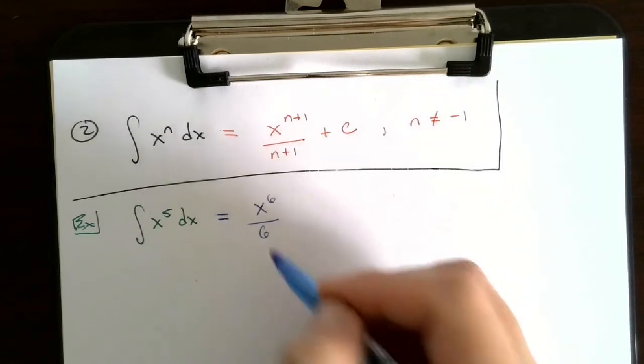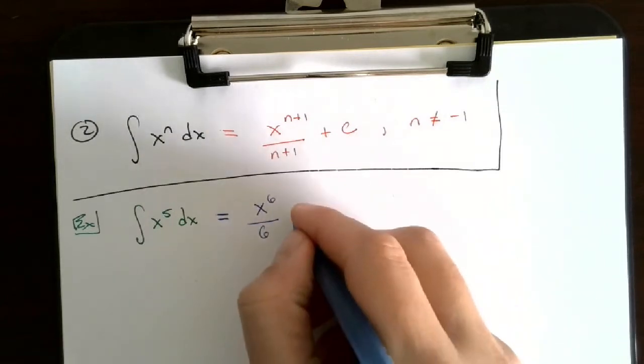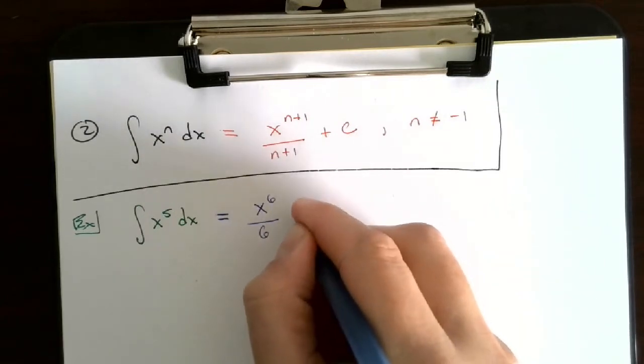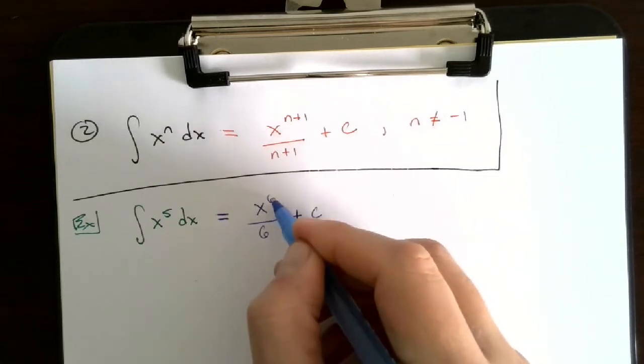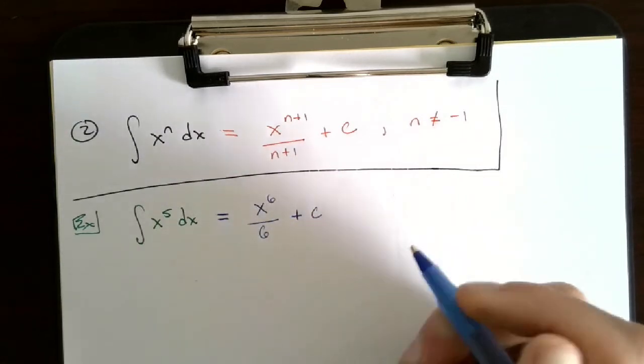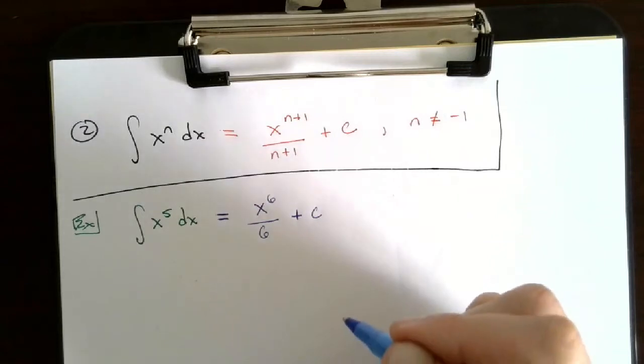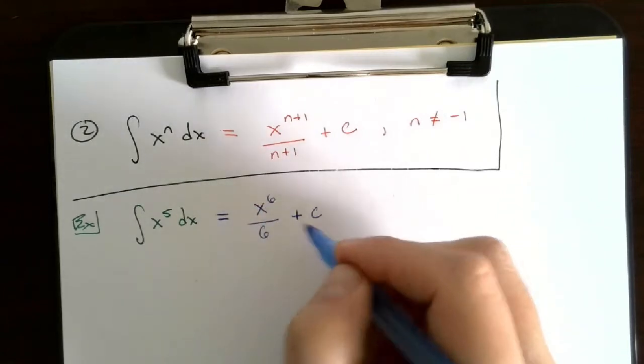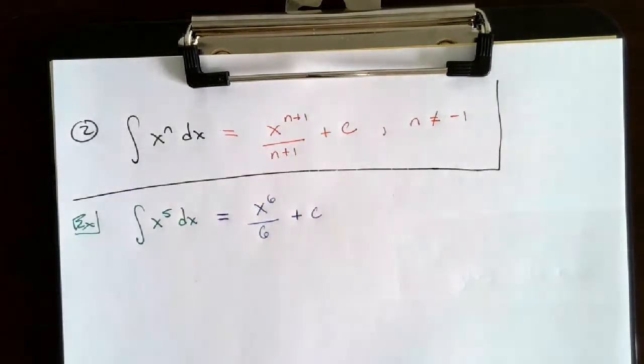I always say just divide by that same new exponent. And then plus c. So I don't really memorize the formula. I just say add 1 to the power and then divide by that same new power. And then make sure you have plus c at the very end of it. So x to the 6th over 6 plus c is the antiderivative of x to the 5th.